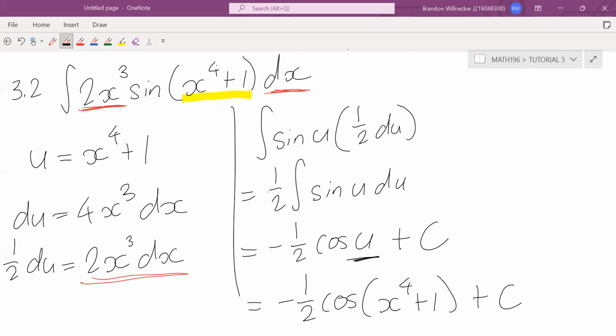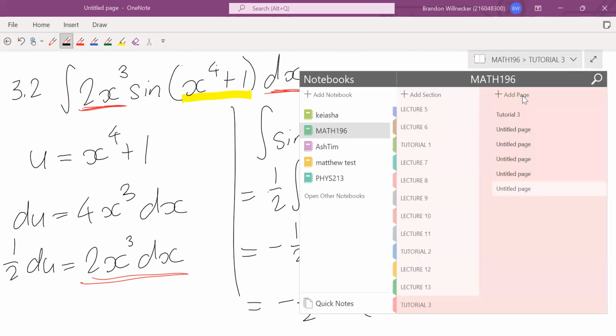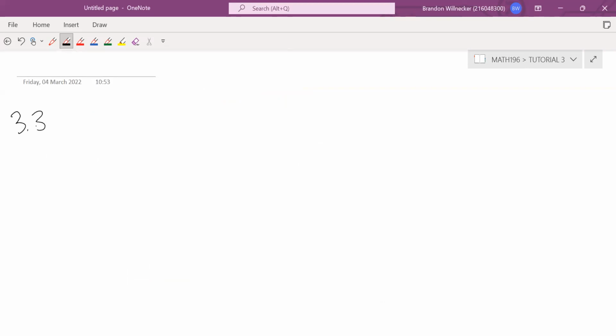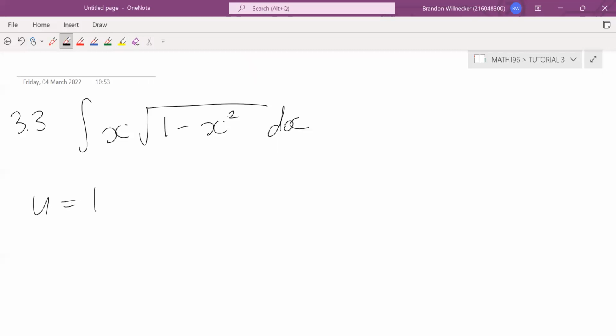Okay, let's take a look at 3.3. So here we have the integral of x square root 1 minus x squared dx. Again, this complicated stuff inside the square root, that gives us the hint at what u should be. So u should be 1 minus x squared. Good. Now we need to find du. So du is going to be minus 2x dx.